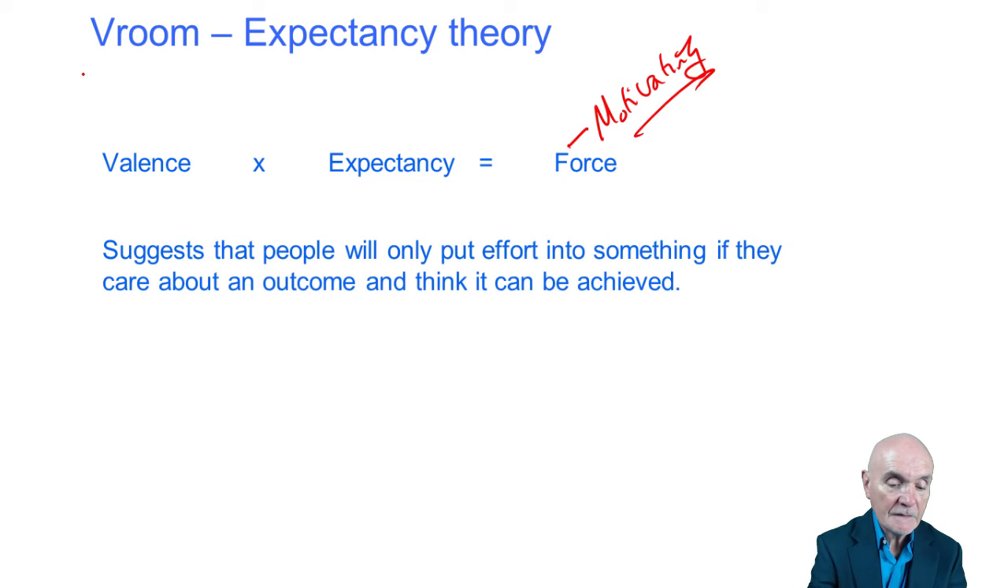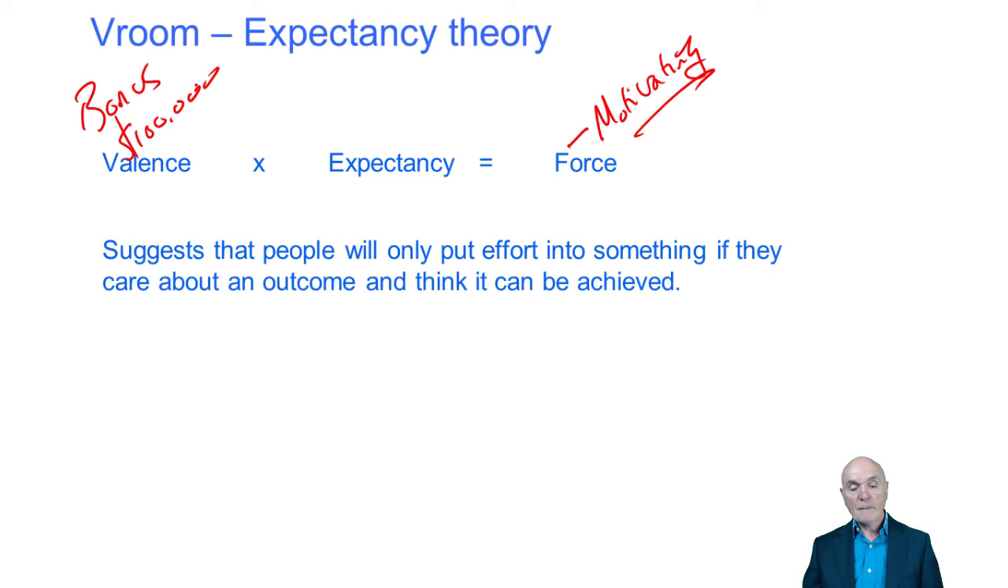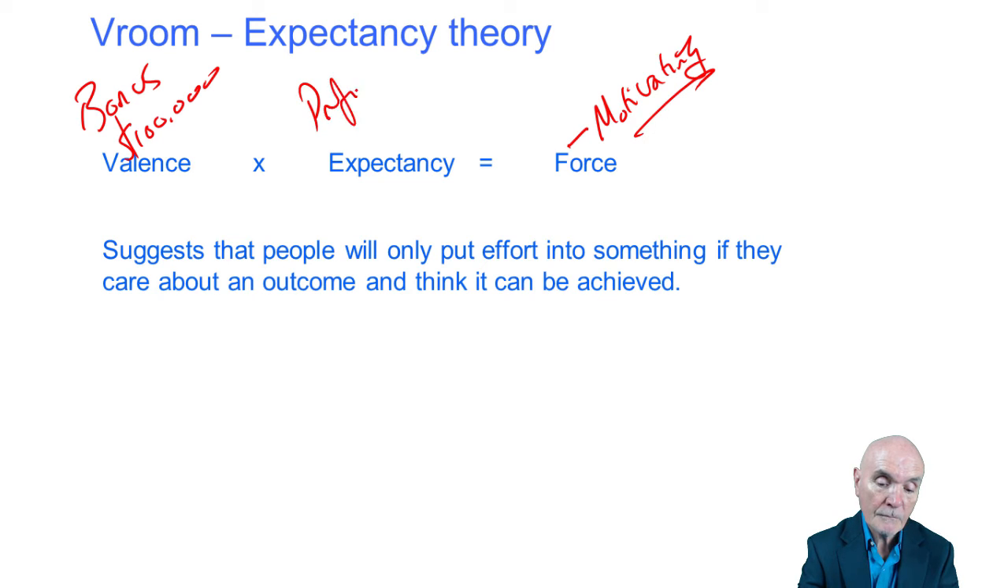So if the valence here was, let's say, a bonus, and the bonus was, let's say, 100,000, I'm assuming we'd all be pretty turned on by the prospect of a bonus of 100,000. We would want it a lot. But let's say that you only get the bonus if your profits increase 100 times in a year.